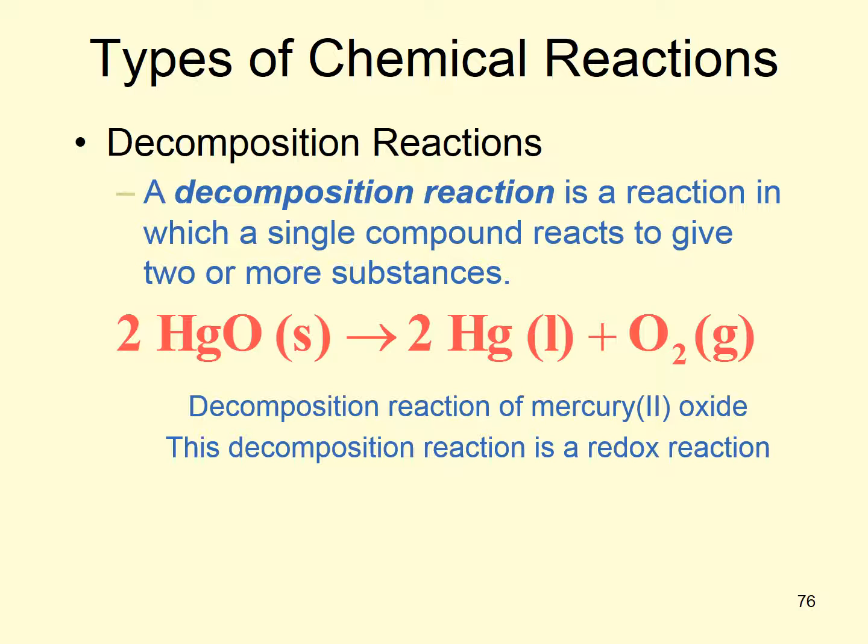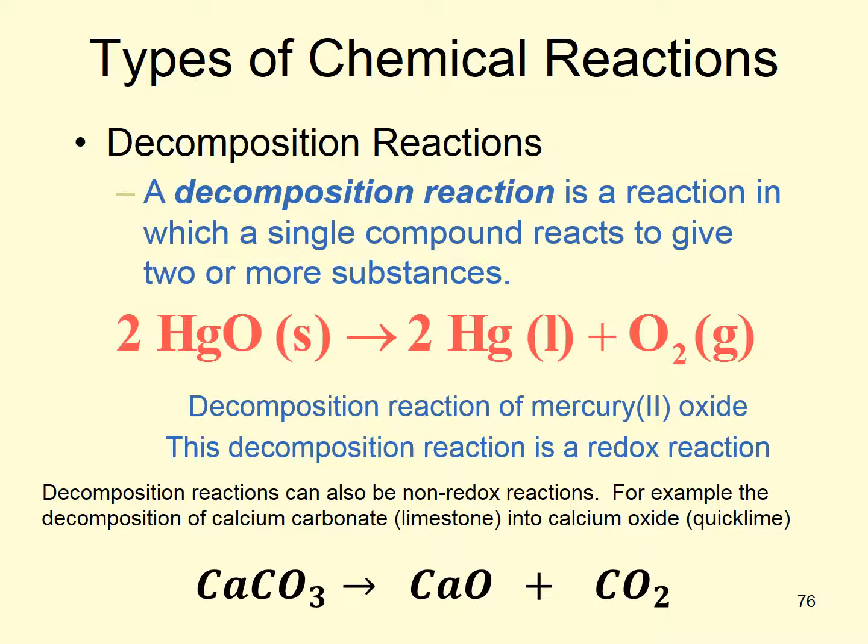And we can also have decomposition that is non-redox. An example is calcium carbonate breaking down to give us calcium oxide and CO2. As you can see, calcium carbonate is limestone, and if it's under enough pressure, it can decompose into the quicklime and CO2.